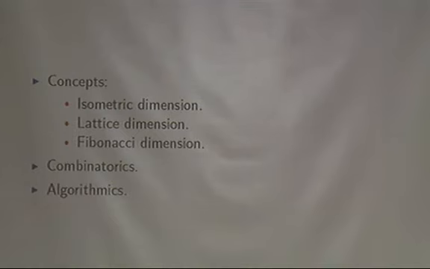So I will first talk about concepts. This is the objective of the talk, Fibonacci dimension. But somehow it is difficult to understand what it is about if I first do not introduce some more traditional dimensions. So the most traditional dimension is isometric dimension. And then we have lattice dimension, which is rather natural, as you will see. So I will first explain these concepts. And then I will talk a little bit about combinatorics of the Fibonacci dimension and a little bit about algorithmics. If you have any questions, please ask at any point.